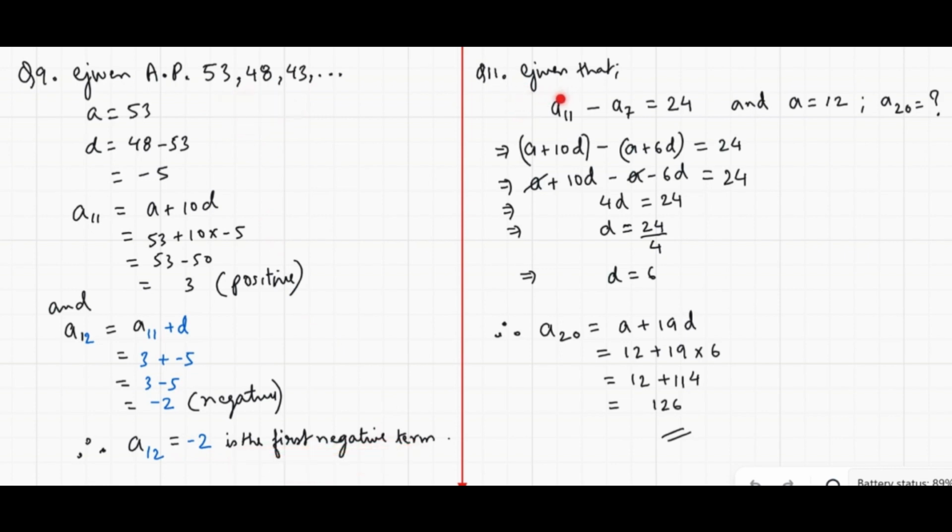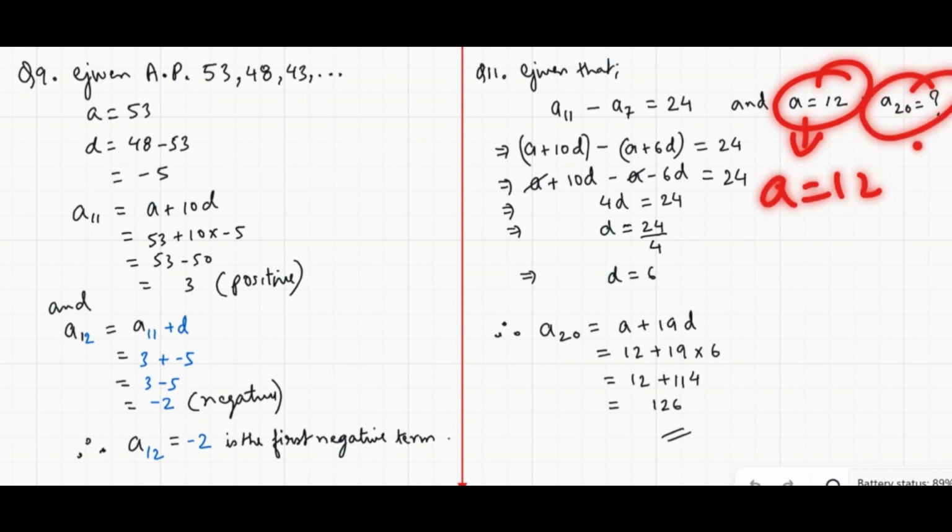Now come to this question. It says that the difference between the 11th term and the 7th term of an AP is 24. That means the 11th term is bigger than the 7th term. That is why we are getting the difference as positive 24. Hence, by the question, A11 minus A7 equal to 24, where it is also given that the first term is 12.